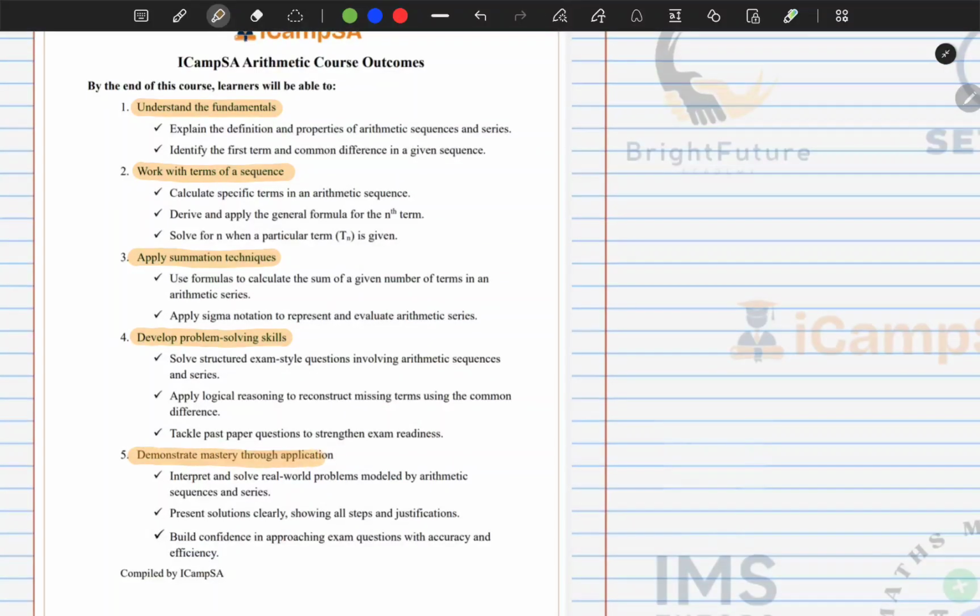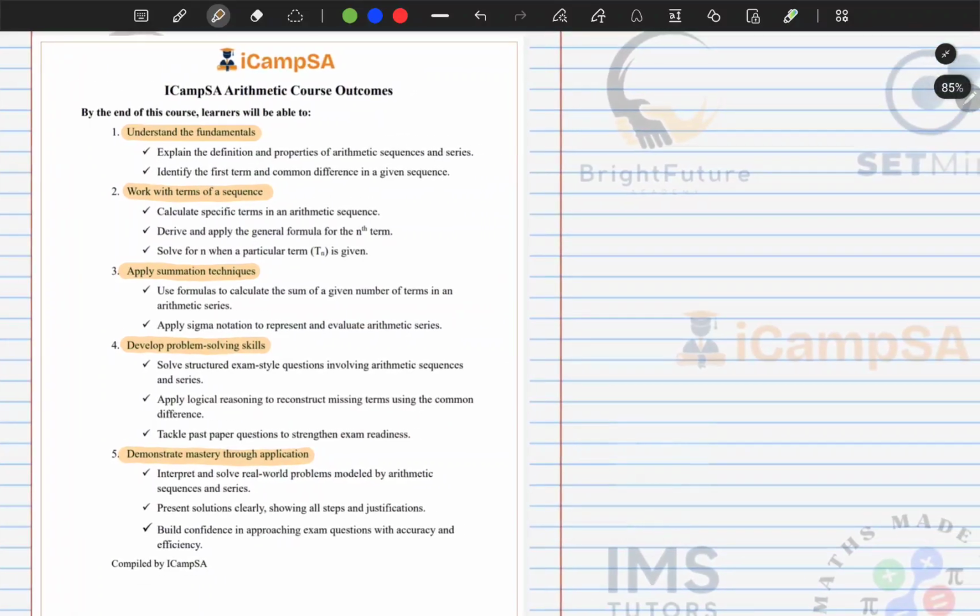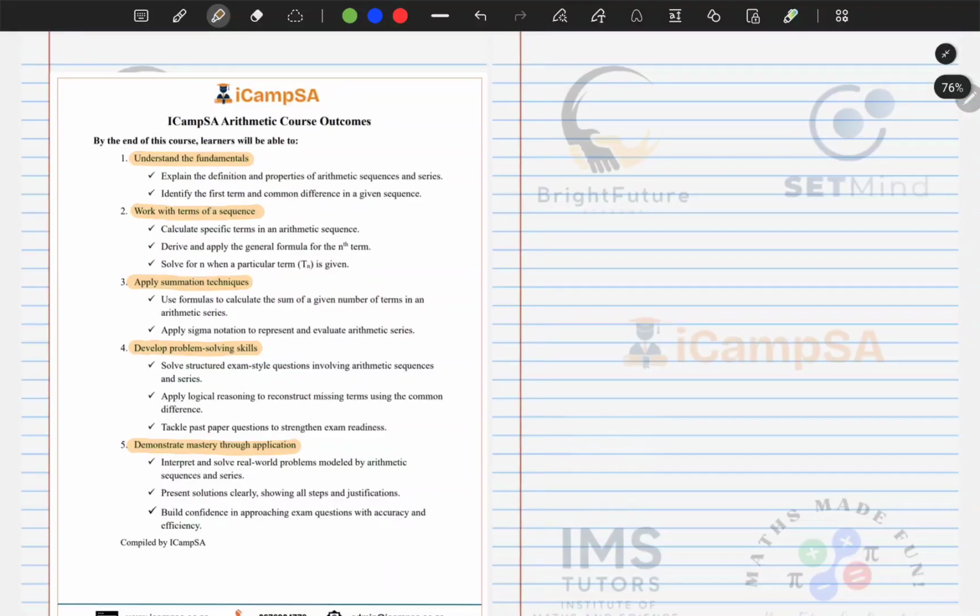Number 5, which is the last point, you should be able to demonstrate mastery through application. So you should be able to interpret problems by yourself and present the solutions clearly, and that is very important because it's one thing to understand, but it's another thing to show the person who's marking that you understand. That is what you will be able to achieve by the time you finish this course. You'll be able to present your solutions clearly and demonstrate confidence and understanding of the concepts.